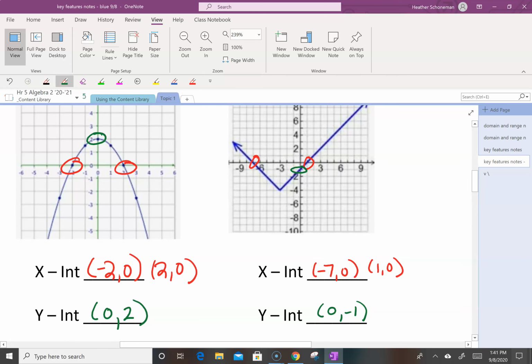Now next week you're going to have a quiz, and if there's more than one intercept, I'm not concerned about the order in which you write the points as long as you have both of the points.